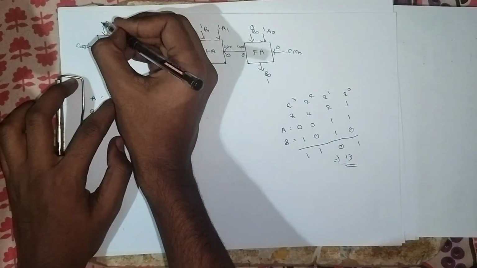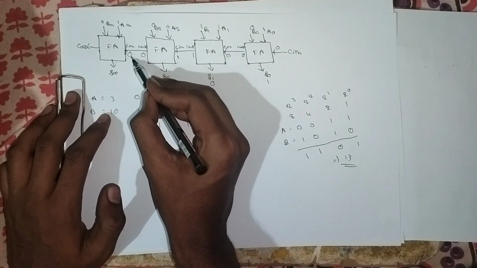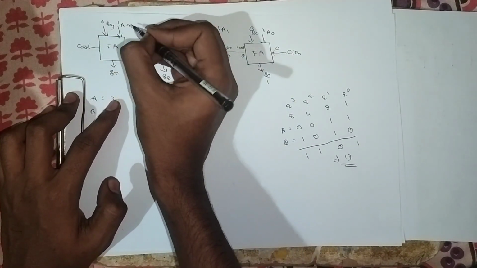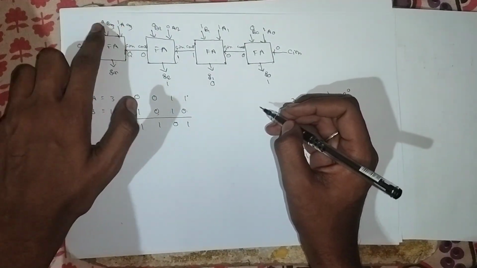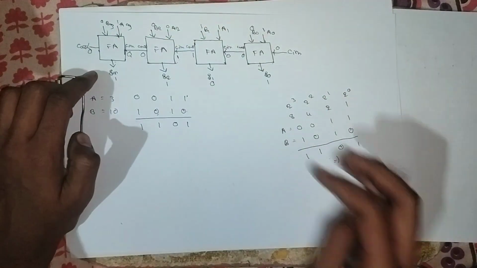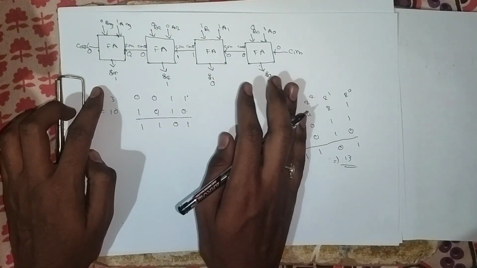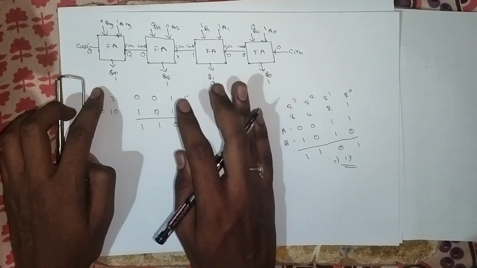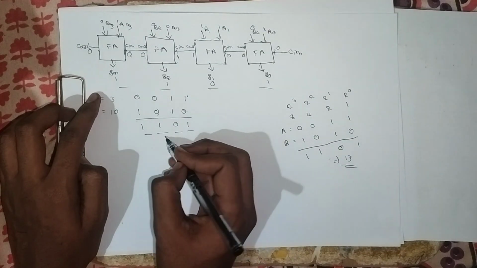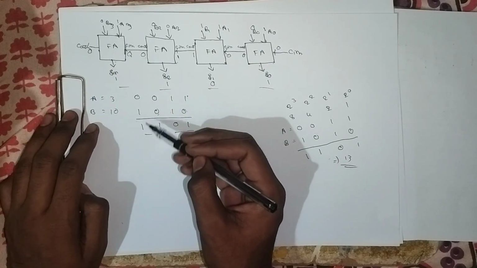We know that here A3 and B3 are 0 and 1. When we add 0 and 1, it becomes 1, and the carry out becomes 0. So we can note these are the outputs. After solving the 4-bit full adder, we get 1 1 0 1, with carry out 1. This is the same as what we got from adding the two binary values.